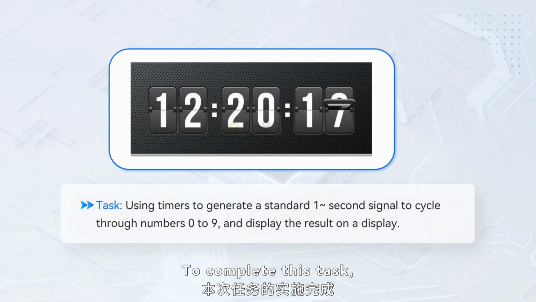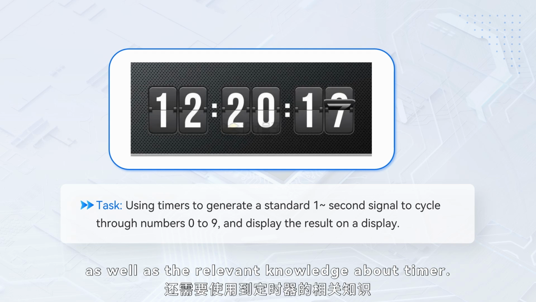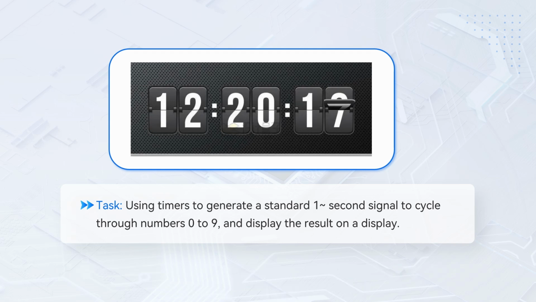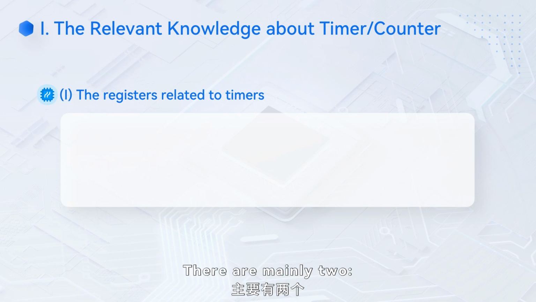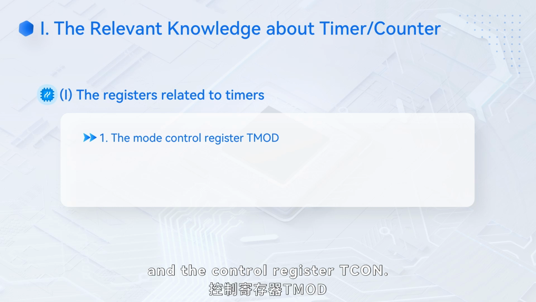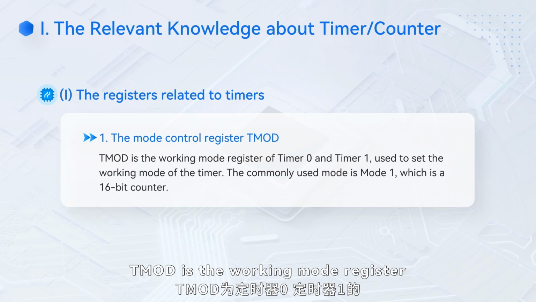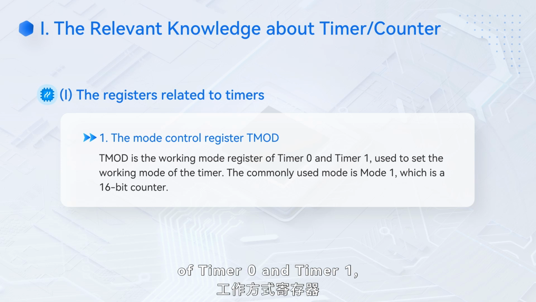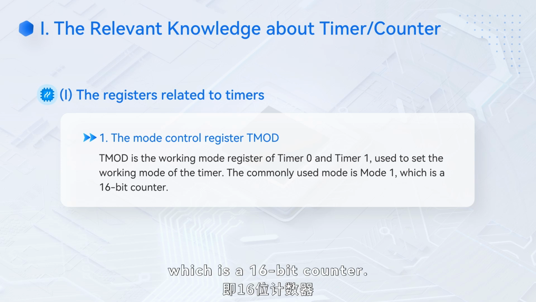To complete this task, we need to understand both software and hardware design, as well as the relevant knowledge about timers. How do we implement this? Let's look at the registers related to timers. There are mainly 2: the Mode Control Register TMOD and the Control Register TCON. TMOD is the working mode register of timer 0 and timer 1, used to set the working mode of the timer. The commonly used mode is mode 1, which is a 16-bit counter.